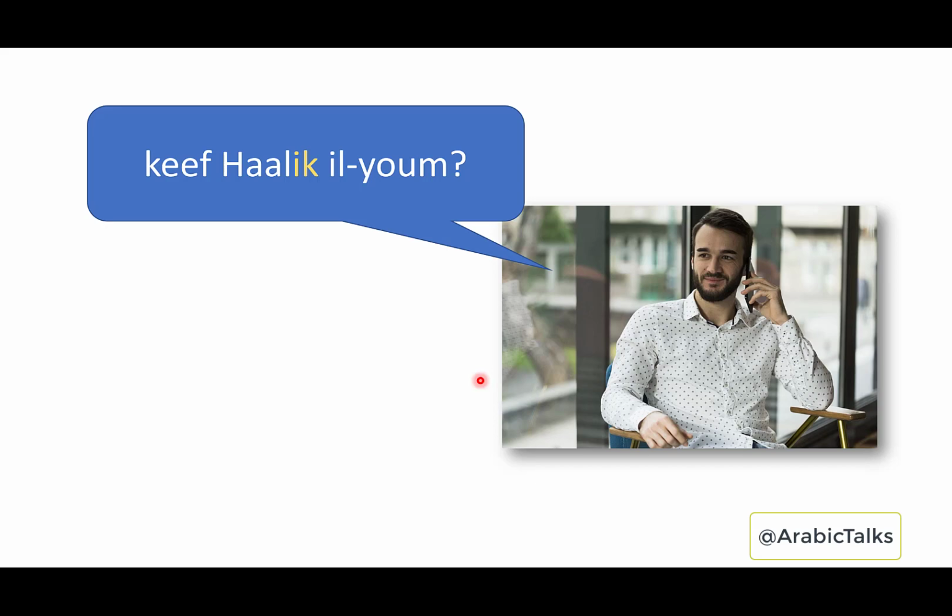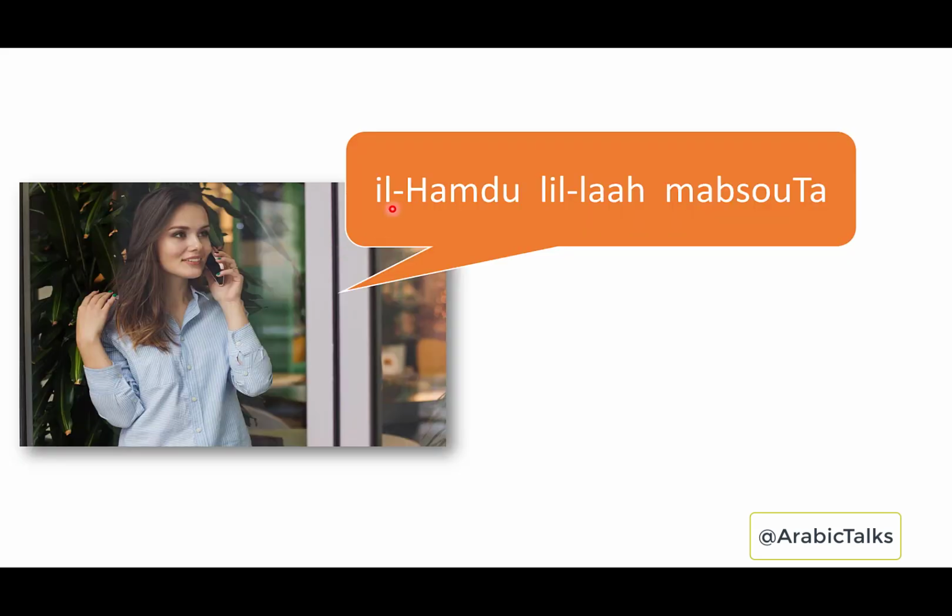كيف حالك اليوم? Is he addressing a man or a woman or a group of people? Yes, I have to look here. He's talking to a lady. كيف حالك اليوم? الحمد لله مبسوطة. She said مبسوطة, not مبسوط, because she's saying that she's happy. الحمد لله مبسوطة. Praise be to God, I'm happy.